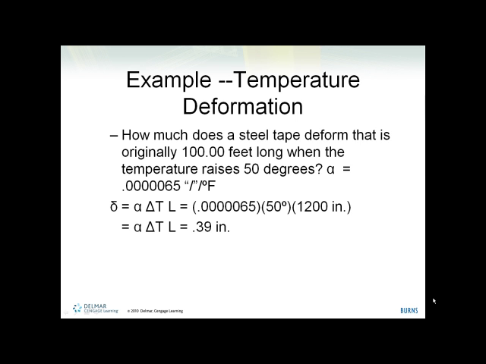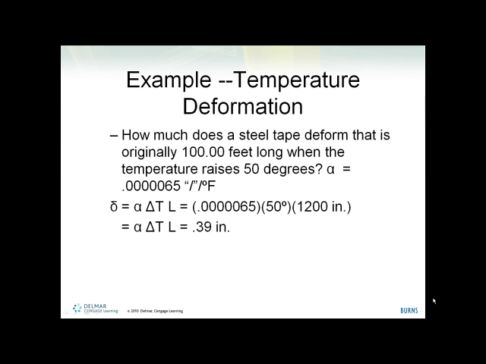But what happens to that tape that measures exactly 100.00 feet when the temperature goes up 50 degrees? Now the thermal coefficient for steel, like we said, is 0.5065 inches per inch per degree Fahrenheit. That deformation formula for temperature that we just saw on the earlier slide would say take the alpha, multiply it by the temperature change, 50 degrees, multiply it by the original length.